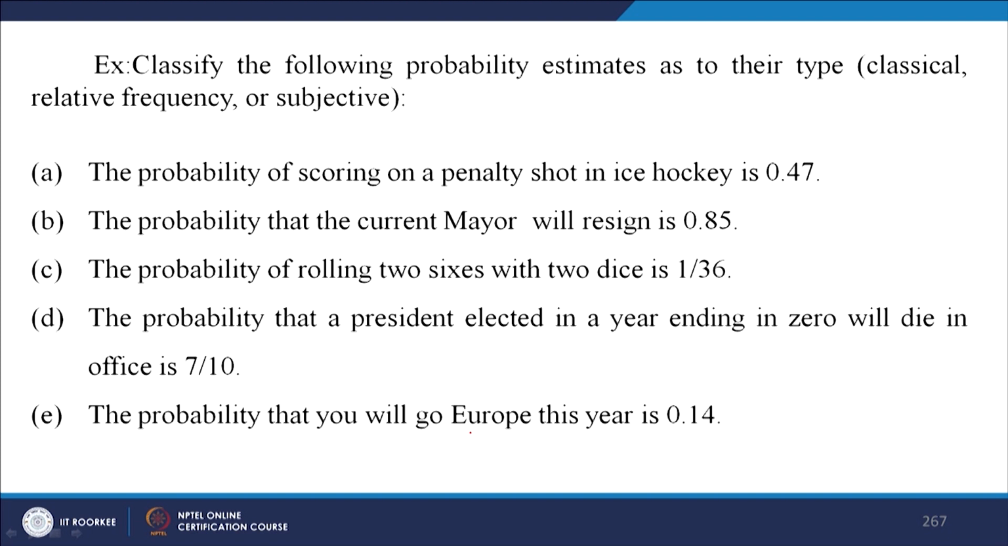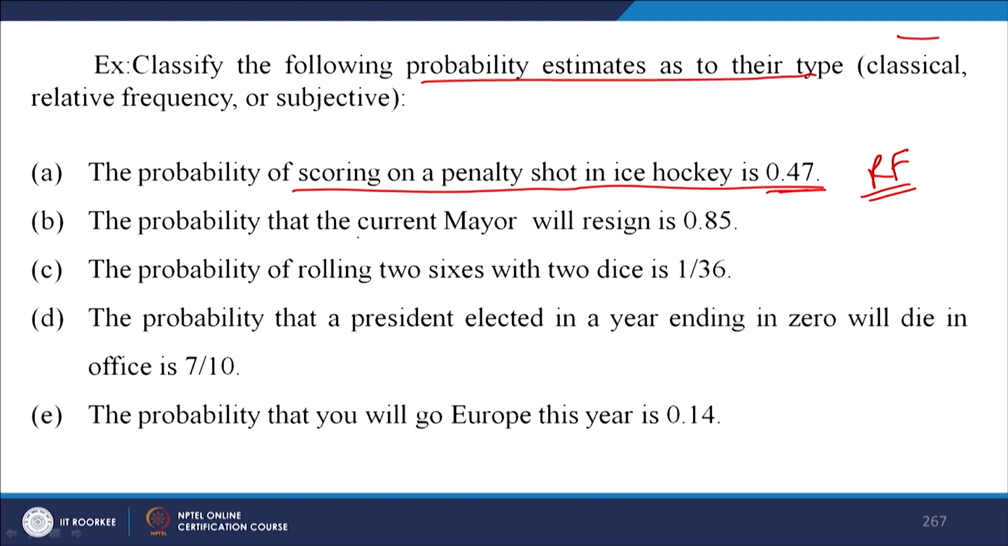Let us look at one more exercise. Now, classify the following probability estimates as to their type. These are different statements and we have to identify which statement is of which type of probability. Let us look at this. The probability of scoring a penalty shot in ice hockey is 0.47. What kind of probability is this? You got this information from the relative frequency approach.